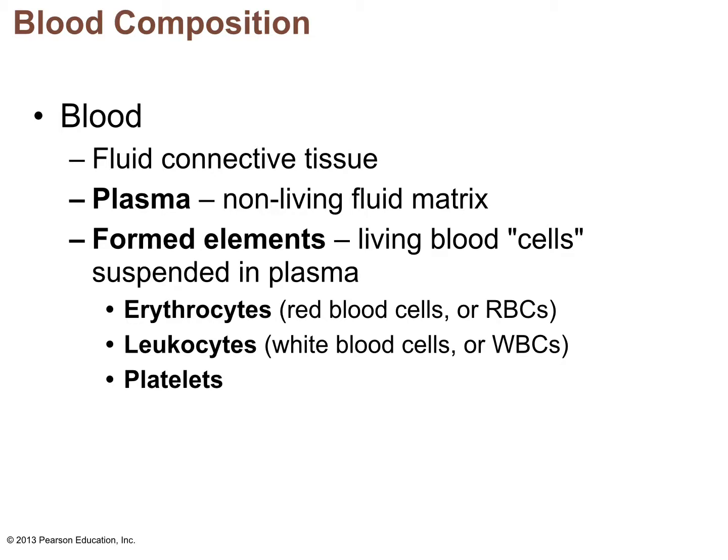It's made up of plasma, which is the fluid portion of the blood, and then some elements, which are your blood cells. The erythrocytes are the red blood cells, leukocytes are the white blood cells, and the platelets, which are also called thrombocytes, are also another type of cell in blood.